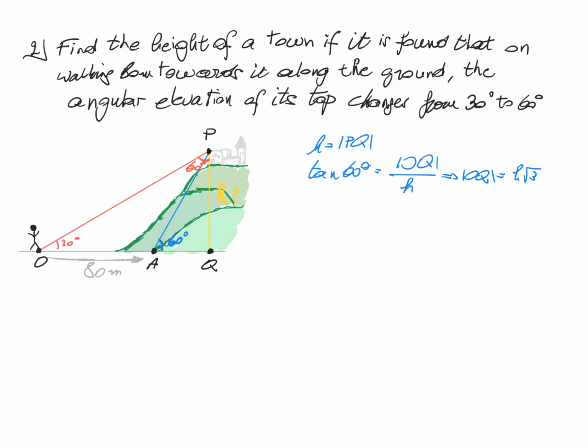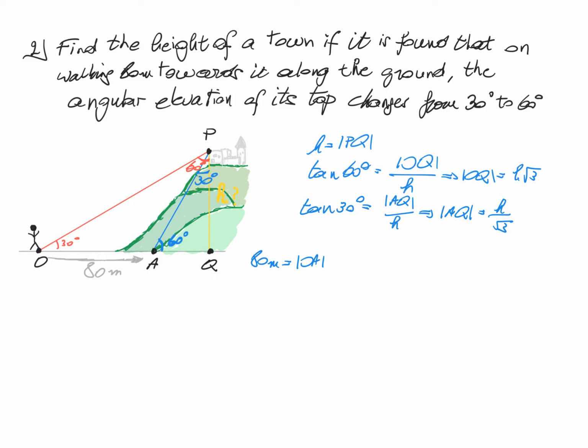For the triangle with the blue and the yellow side, we know that this angle is 30 degrees. And so doing the same thing, we can say that the tangent of 30 degrees is the opposite, so it's AQ divided by the adjacent side, which is h. Or the distance AQ is h times the tangent of 30 degrees, which is h divided by the square root of 3. We then also know that the distance OA is equal to 80 meters.